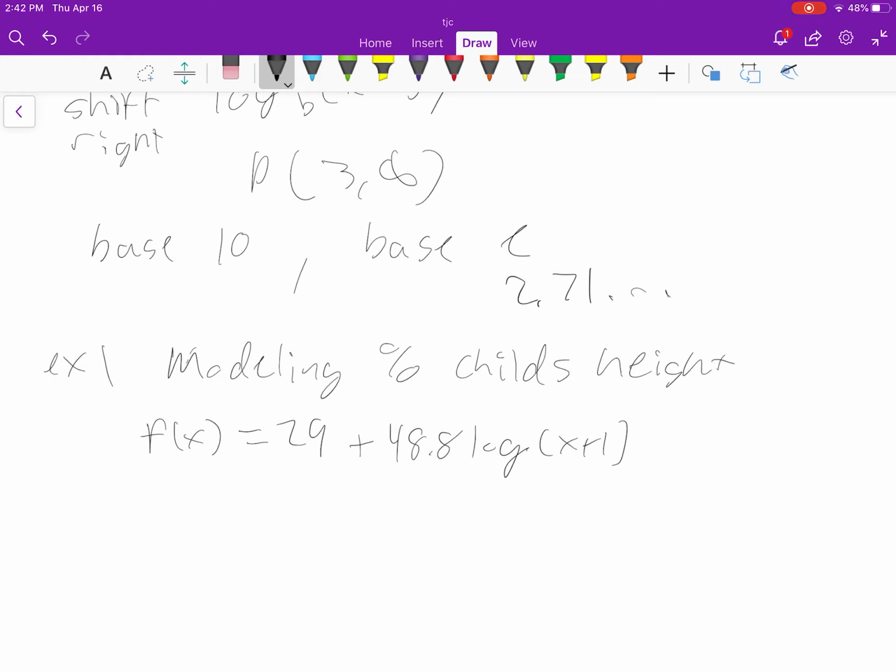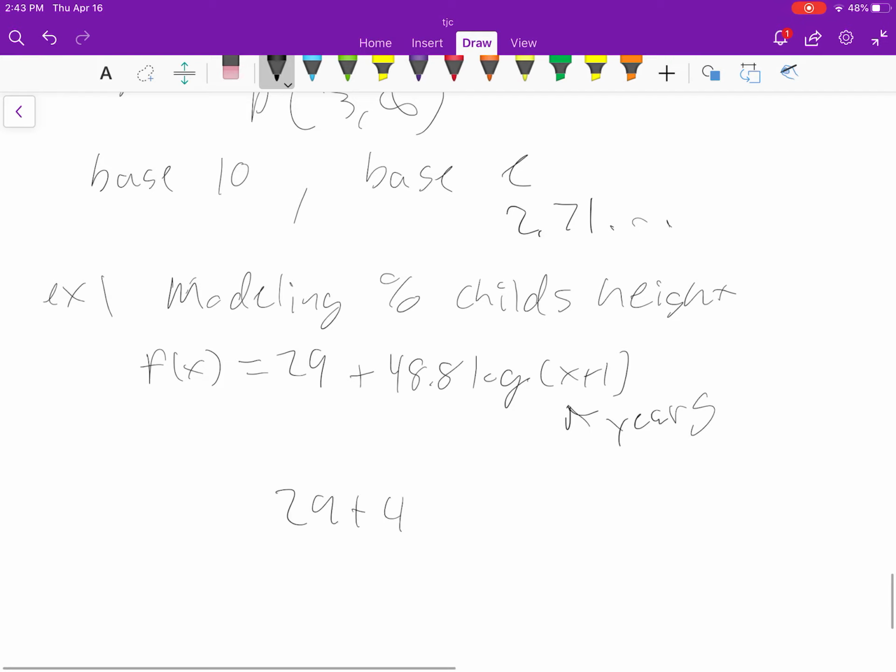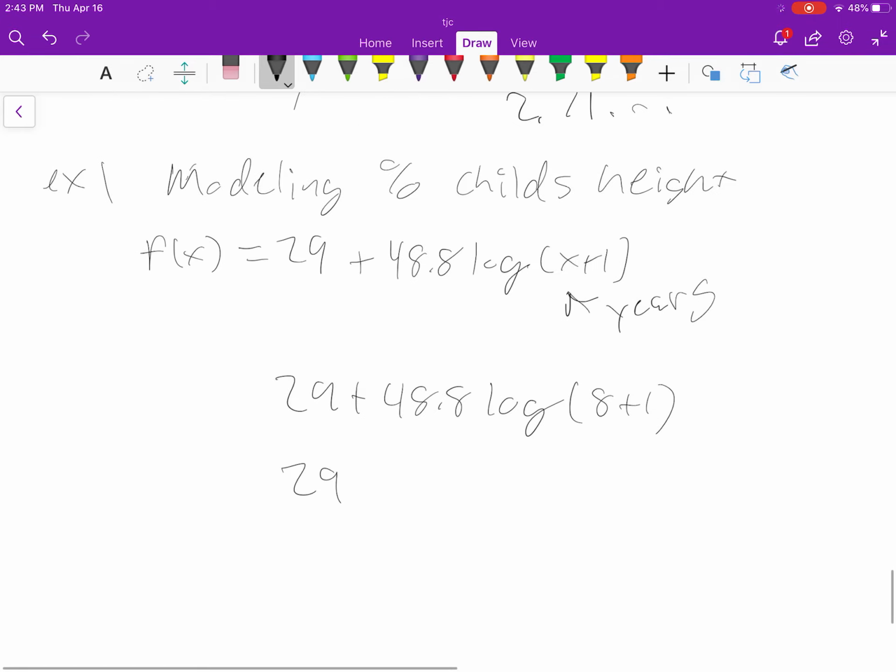And what this tells you is the percentage of the height your child has completed growing at certain ages, where x is in years. So you want to know how much of your child's height they have grown at, say, age 8. Well, then you plug 8 into x. Okay, and then we have to calculate this.